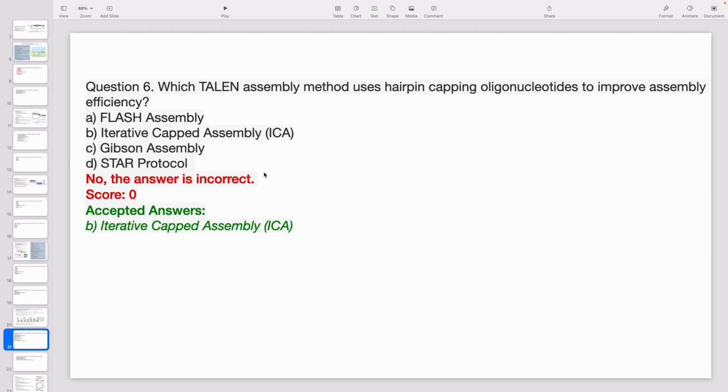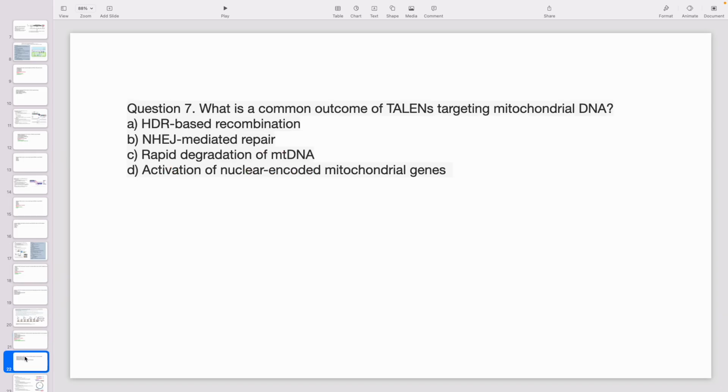If this question is clear, let's move to our next question, Question 7. Question 7 states: what is a common outcome of TALENs targeting mitochondrial DNA? Option A is HDR-based recombination. Option B is NHEJ-mediated repair. Option C is rapid degradation of mitochondrial DNA. Option D is activation of nuclear-encoded mitochondrial genes. Please go through the options and try to answer this question.